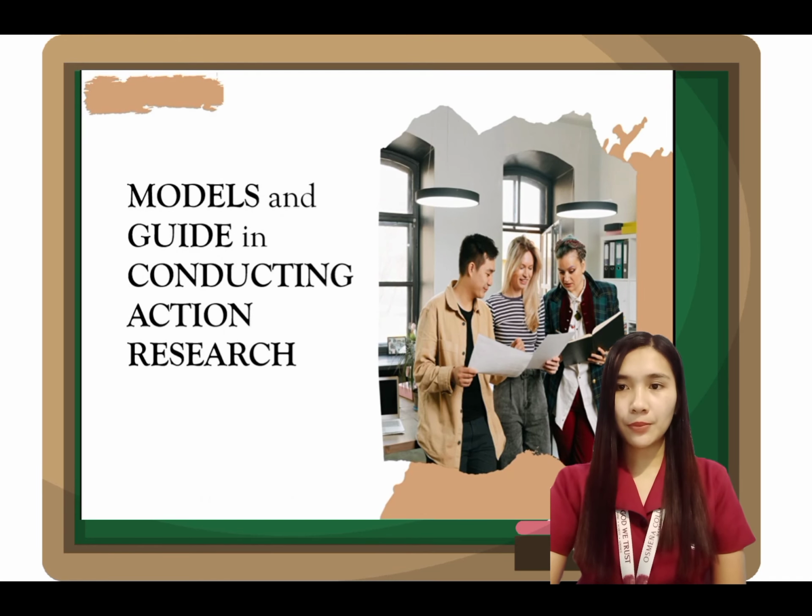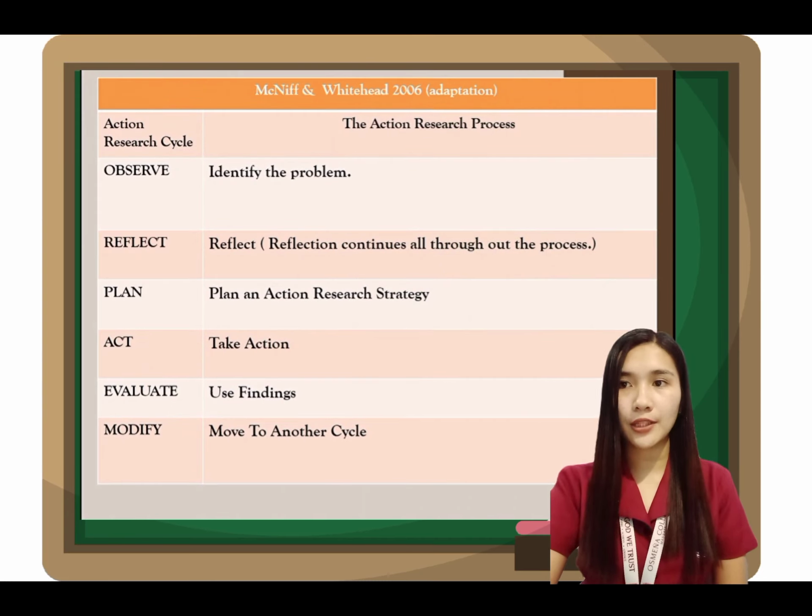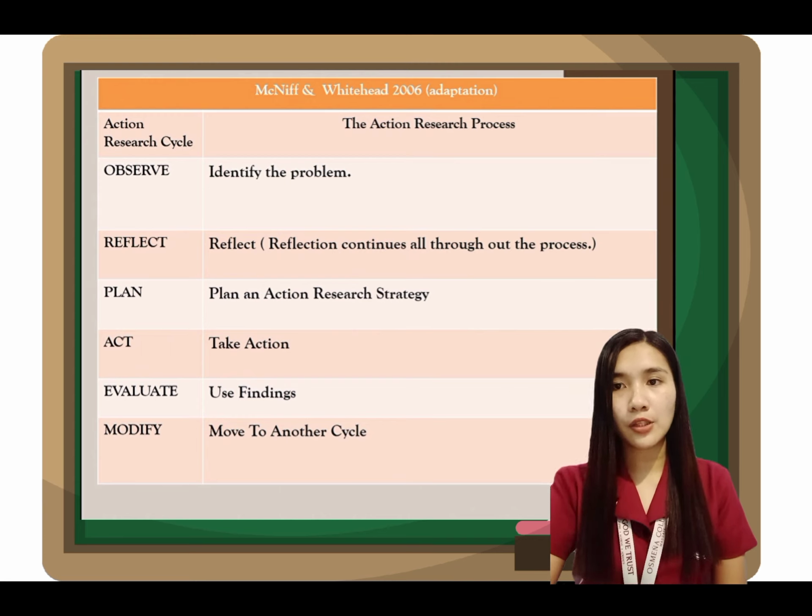So let me give you the models and guide in conducting action research. We have here the model of McNiff and Whitehead 2006. It has an action research cycle which includes observe, reflect, plan, act, evaluate, and modify. So the first one is to observe. Observe is used to identify the problem. It answers the following questions given below.